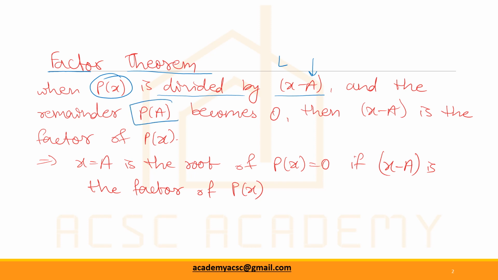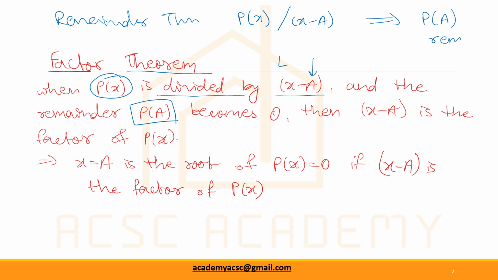Now, why is the remainder p of a? We have learned this from the remainder theorem itself. What did it say? That you have a polynomial p of x. If you divide it by x minus a, then the remainder left would be p of a. That is what we learned from the remainder theorem. So now what this factor theorem is saying is that if that remainder p of a becomes 0, then we can say that x minus a is a factor of p of x.